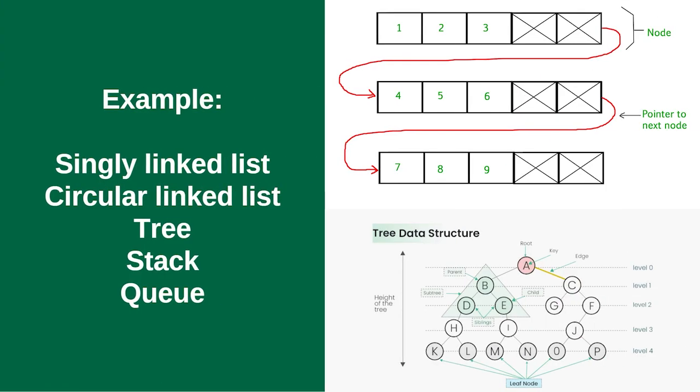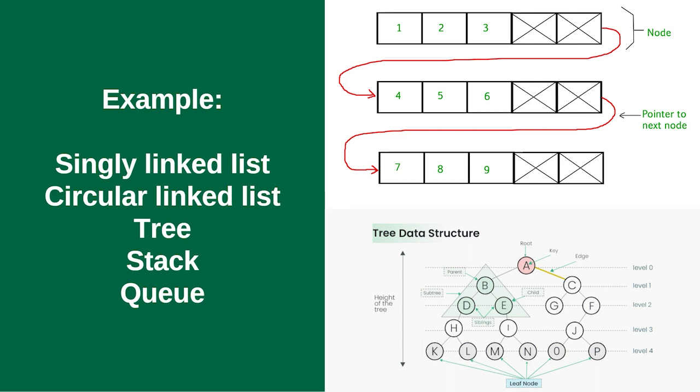We learned the basic concept of dynamic memory allocation. Now let's dive deeper into dynamic memory allocation and its types. Some of the applications used in data structures are the singly linked list, circular linked list, tree, stack, and queue. Here we are going to learn about the singly linked list in detail, but you can glance at the structure of the tree data structure, circular linked list, stack, and queue here.